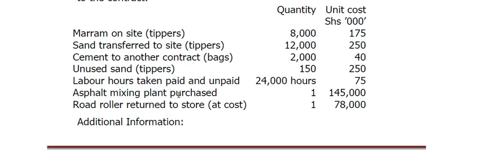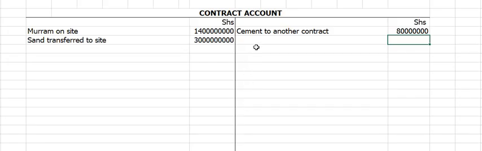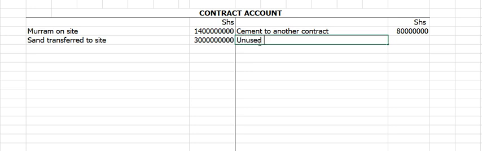Then you have unused sand. This is the sand on site at the end of the accounting period. We have to value this at its cost. There are 150 tippers, but each tipper is 250,000. So this should be credited. Unused sand.